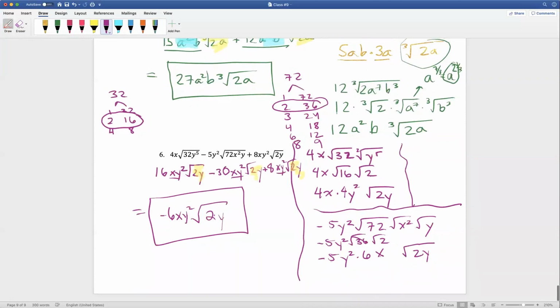I always enjoy adding and subtracting radicals, so I hope that you've enjoyed it as well.